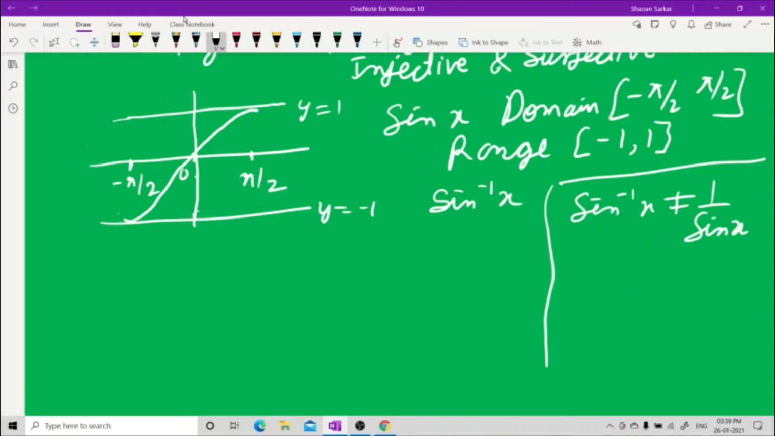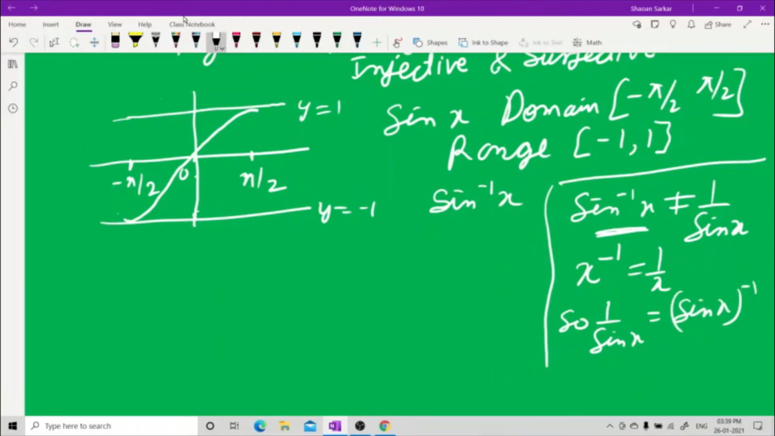Never write sine inverse x as 1 upon sine x. That is not what it is; it is a trigonometric function. Like in smaller classes you wrote x inverse is 1 upon x, this is not possible in case of sine, cos, tan and all that. 1 upon sine x is nothing but sine x whole inverse. Do not multiply the inverse. What you used to do in smaller classes, x whole minus 1, you used to write x minus 1. But not in this case. Do not write this.